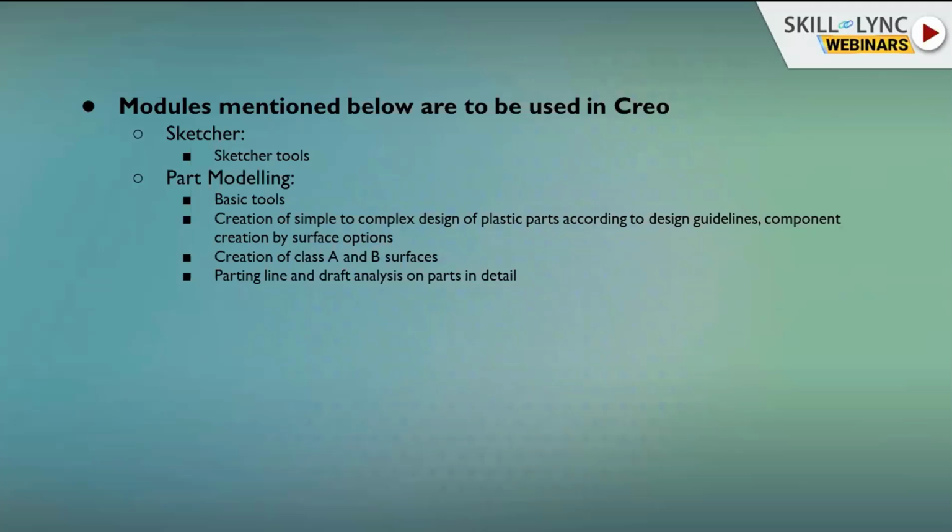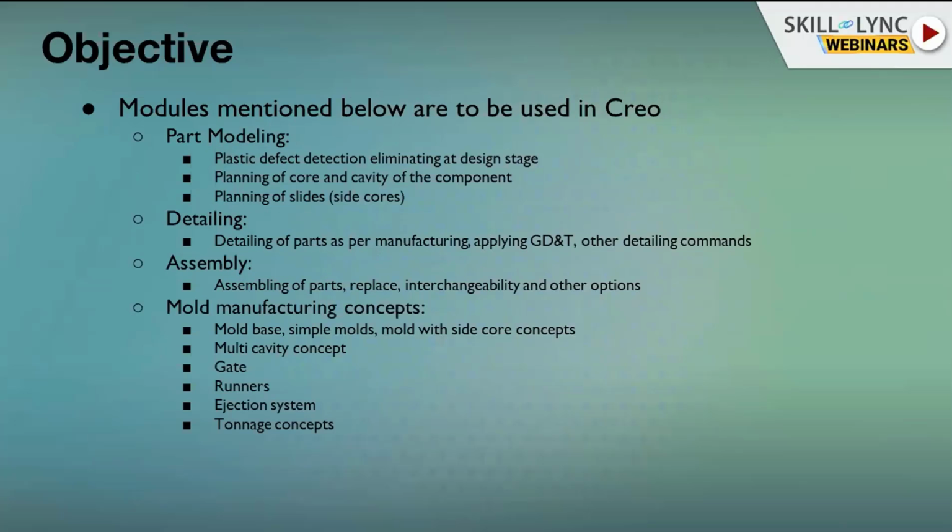So these features we can do in part modeling, and we can do parting line analysis and draft analysis in part modeling. We can also plan the core and cavity in the part modeling module, and we can also plan the side cores. The next module is the detailing module. In the detailing module, you just dimension the parts as per the manufacturing dimensions, and you can apply GD&T and other detailing commands.